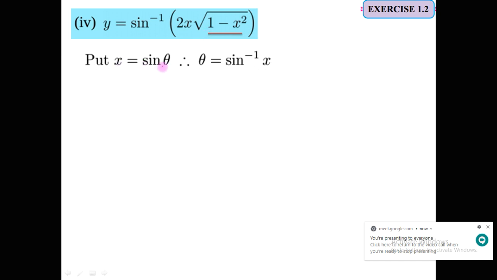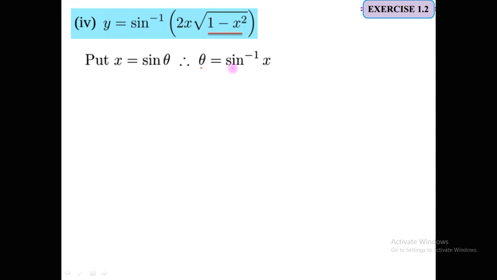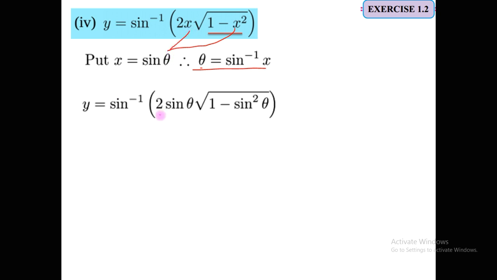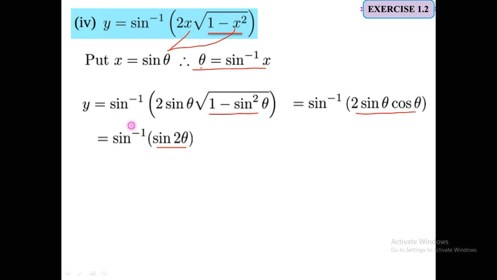As x is equal to sine theta, and as we are going to need this further, theta is equal to sine inverse of x. We will use this later on. After putting x is equal to sine theta over here and here as well, y is equal to sine inverse of 2 times sine theta, inside the square root 1 minus sine square. 1 minus sine square is cos square, and square root of cos square is cos theta. So you get 2 times sine theta into cos theta. Now 2 times sine theta cos theta is the formula for sine of 2 theta. As we have seen before, sine inverse and sine get cancelled. All I get is 2 theta.